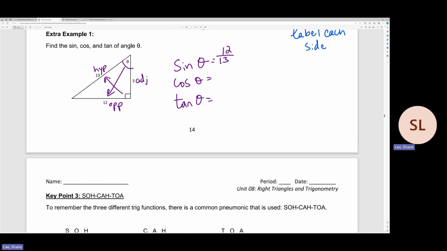That's my answer. Cosine is my adjacent over my hypotenuse. So adjacent is 5, hypotenuse is 13, and tangent is my opposite over adjacent. Opposite is 12, adjacent is 5. That's my answer.